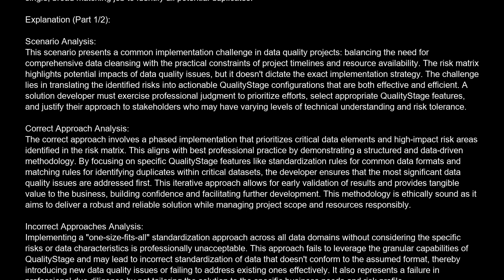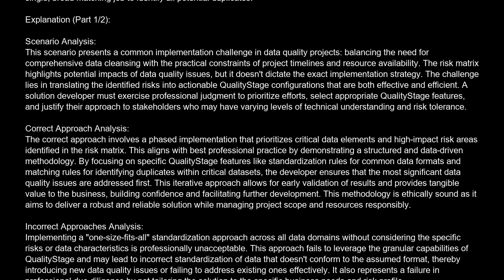This iterative approach allows for early validation of results and provides tangible value to the business, building confidence and facilitating further development. This methodology is ethically sound as it aims to deliver a robust and reliable solution while managing project scope and resources responsibly. Correct approach analysis.